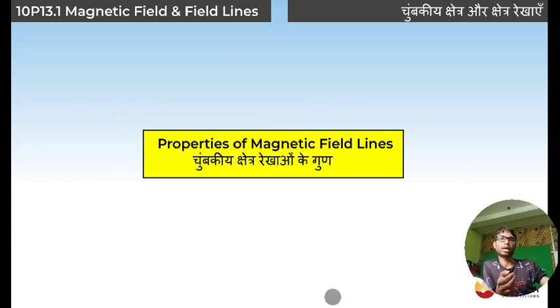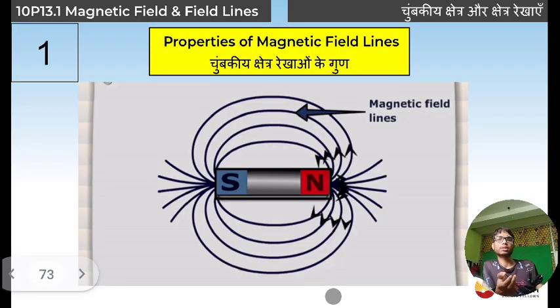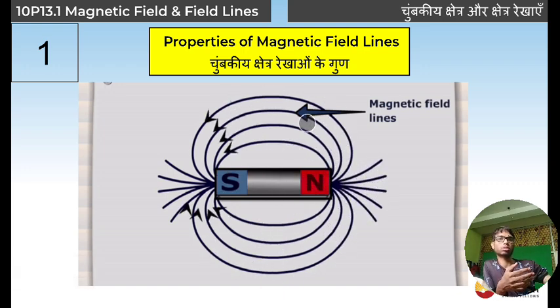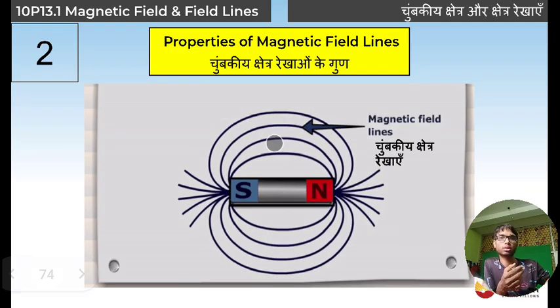Properties of magnetic field lines. What are those properties? Let's see. First, they start from north to south, like that. Yeah, north to south. This is the first property.